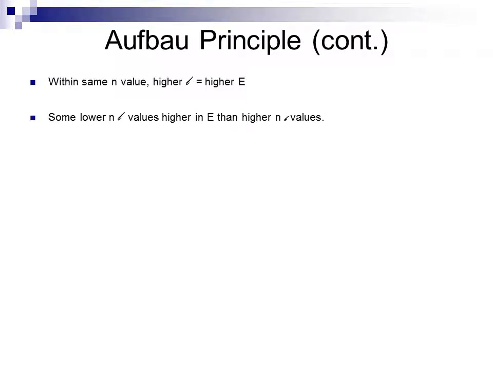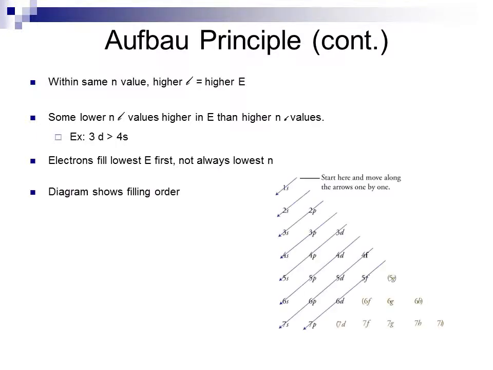However, we can have some l values that exist with lower n values that have higher energy than values of l that are in higher n values. For instance, the 3d subshell is actually higher energy than the 4s subshell. Because electrons will always fill the lowest energy orbitals first, they are not necessarily going to fill the lowest n value first. There is a diagram that we can look at to determine the order by which electrons fill orbitals, generally speaking.